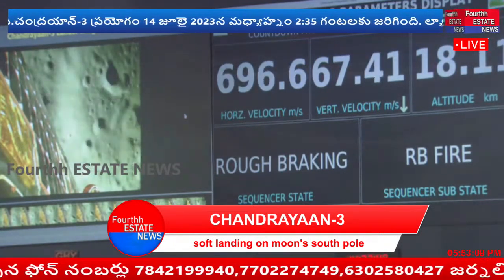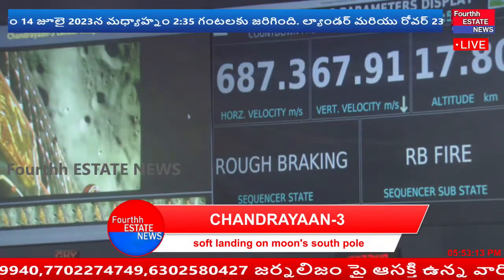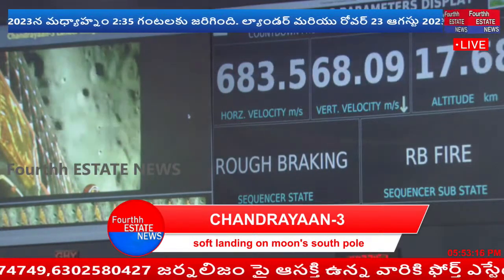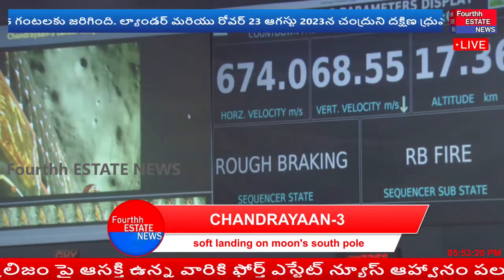At the same time, we can see the altitude of the lander is just 17.8 kilometers from the moon surface, which is going to be around 7.4 at the end of the rough braking phase.